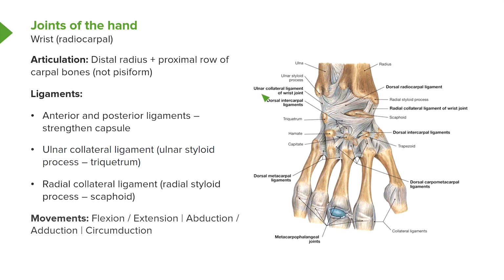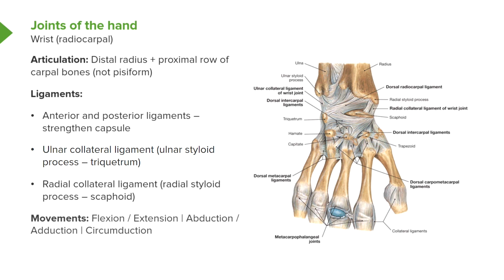We also have our collateral ligaments once again, and these are on the ulnar side and on the radial side. So here we have the ulnar collateral ligament running from the ulnar styloid process to the triquetrum, one of the carpal bones. And here on the radial side, we have the radial collateral ligament reinforcing the fibrous joint capsule that is running from the radial styloid process to the scaphoid bone. And these are holding the bones together in place, allowing their articular surfaces to come together.